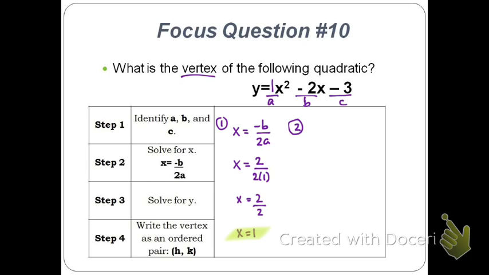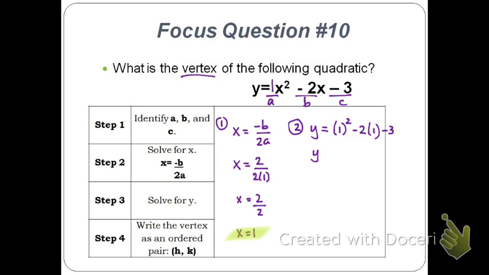So let's do it. Because your leading coefficient is just 1, you don't need to write that in front. So I might say y equals, and then I'm going to put the x that we found, the actual x, which is 1, in the place of x. So we have 1 squared minus 2 times 1 minus 3.